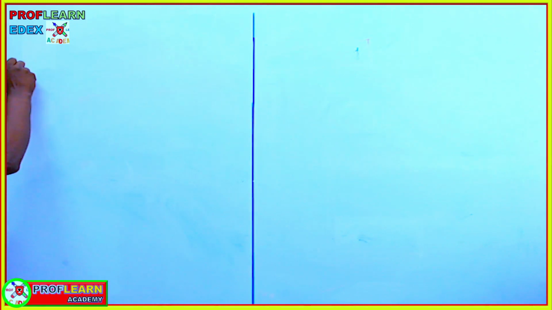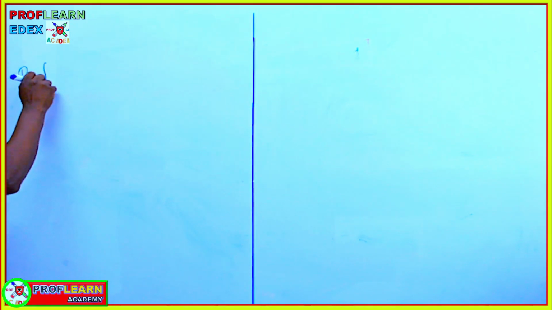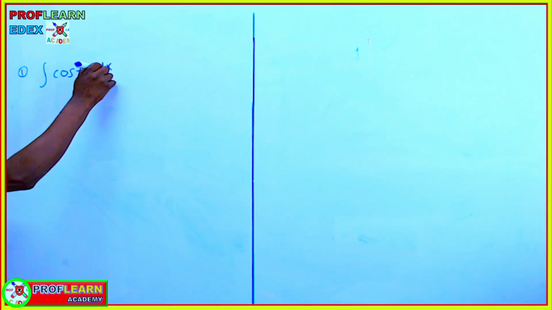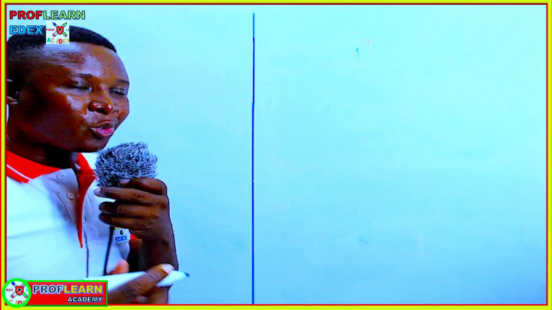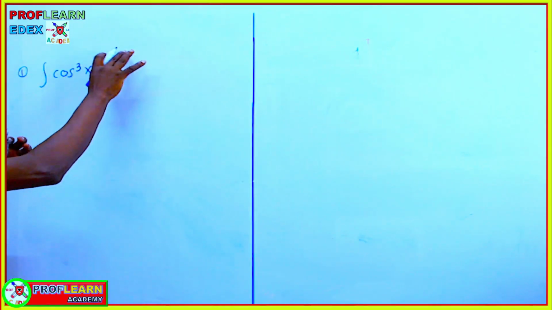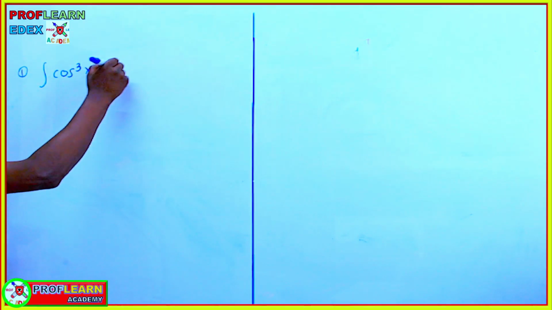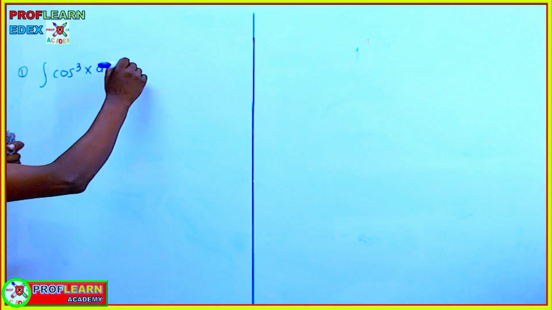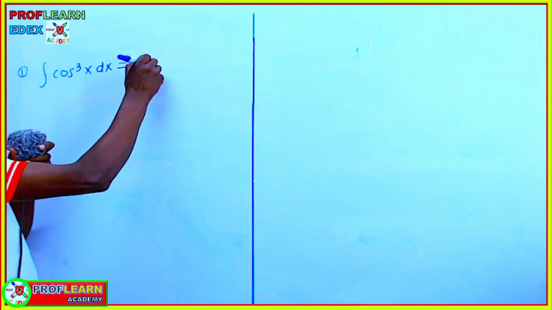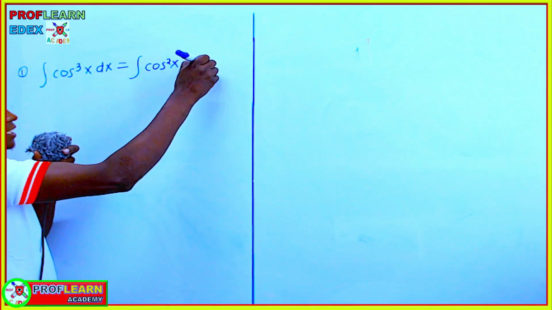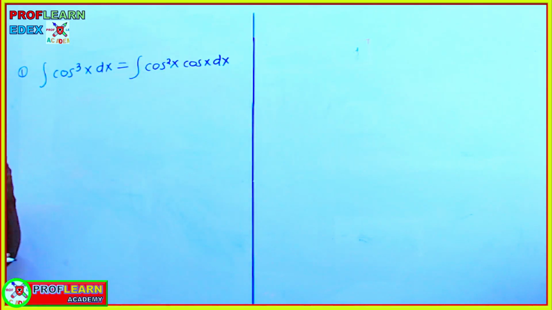We are given question number 1, integrate cos cubed x dx. Remember, on this question we cannot say that u equals cos x so that we can perform u substitution here. But we are going to write this as the integral of cos squared x cos x dx, right?